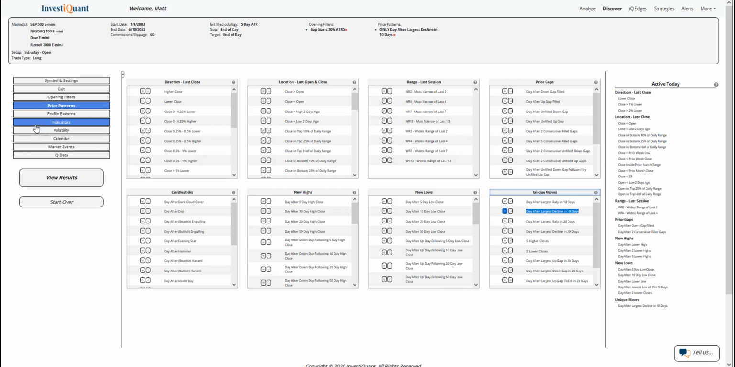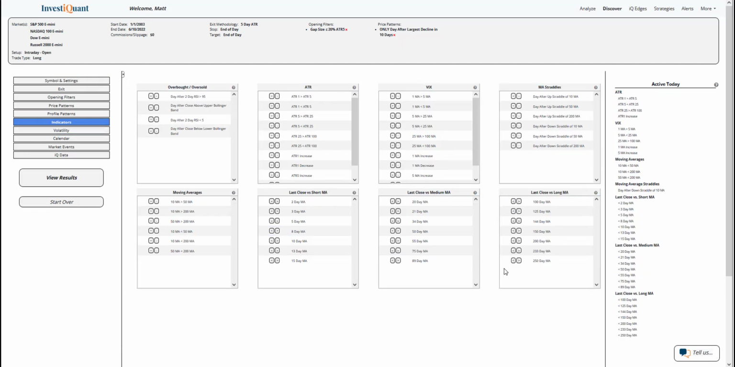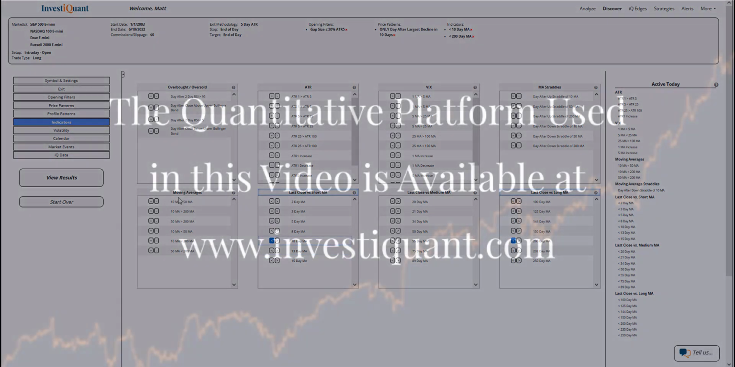All right, lastly, I'm going to go to the indicators library. I'm going to put us in a similar market environment. We closed below a 10-day and below a 200-day simple moving average. I've grabbed both of those, and now I can click View Results.